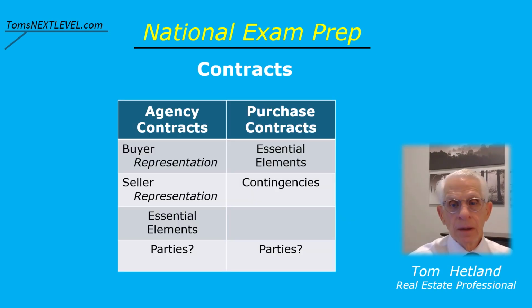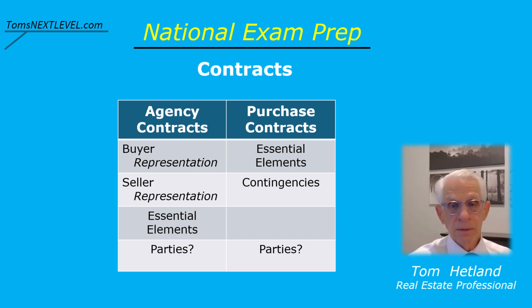Here's an overview of the 2 contracts you'll deal with an awful lot in your career and you'll see an awful lot of on your exam. Agency contracts and purchase contracts. Agency contracts are buyer and seller representation contracts between the buyers and the sellers and your broker. But there are essential elements in those that you'll need to know for the exam. A couple of them might be the expiration date. There has to be a definite expiration date. On a listing agreement, all owners must sign the listing agreement, no matter how many owners there are. There has to be a clause that details your compensation and how that compensation is going to be computed.